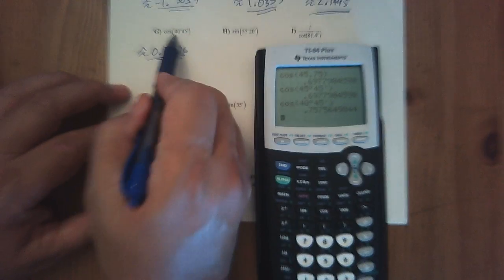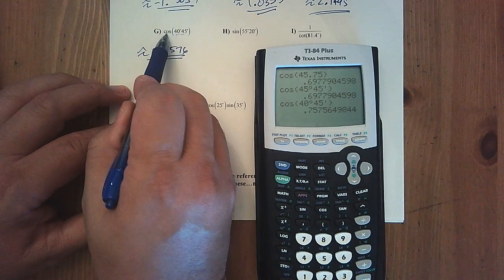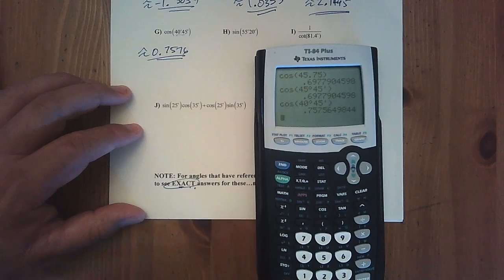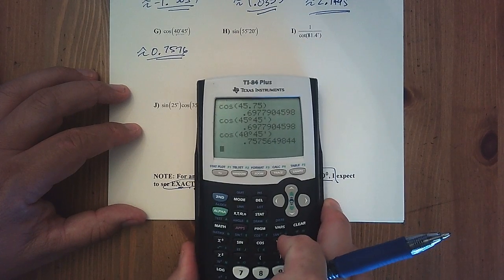So again, you can either convert that and then just put the cosine of that, or just type it in the way it is and let the calculator take over. Again, this is an estimate.